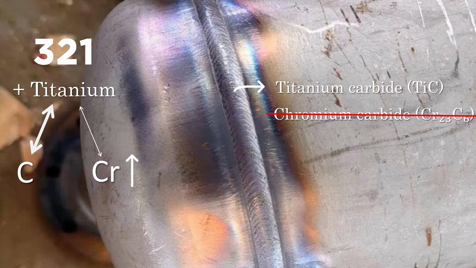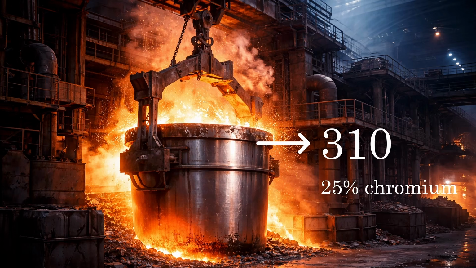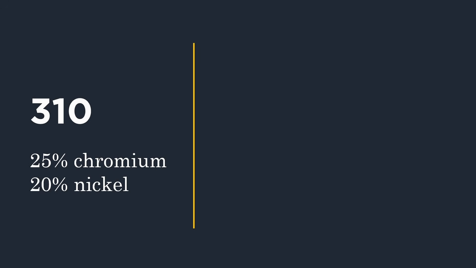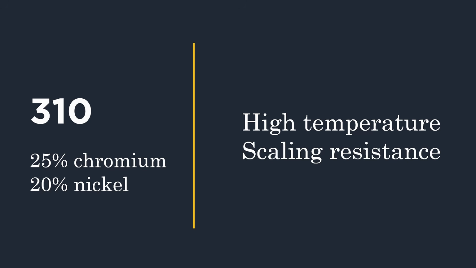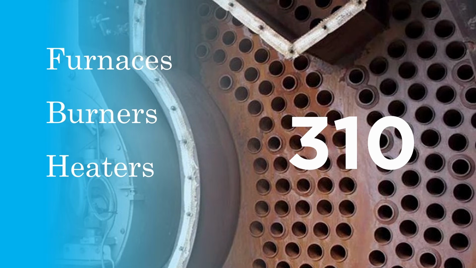But for very high temperature environments like furnaces, 321 is not enough. Here we use 310, which has 25% chromium and 20% nickel. So even if carbide forms, chromium is still available in excess to maintain the protective oxide layer. So 310 performs excellently at high temperature. It has scaling resistance at high temperature, so it is commonly used in furnaces, burners, heaters.